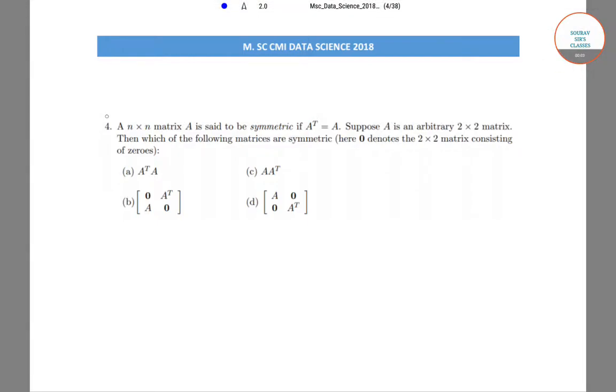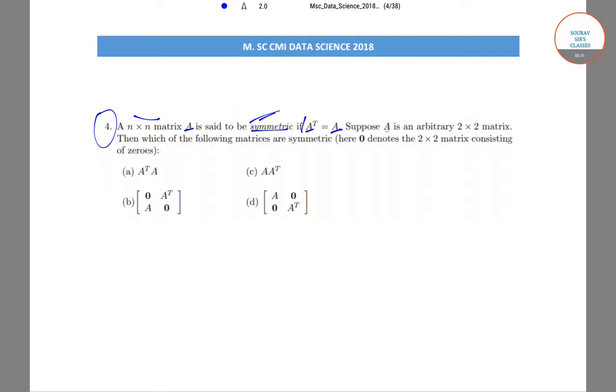Hello students, today we will be solving question number 4. In question number 4 it has been said that an n cross n matrix A is said to be symmetric if A transpose is equal to A. Basically it means if we take a matrix and transpose it, and the result of the transpose operation gives us the same original matrix, then the matrix is symmetric.